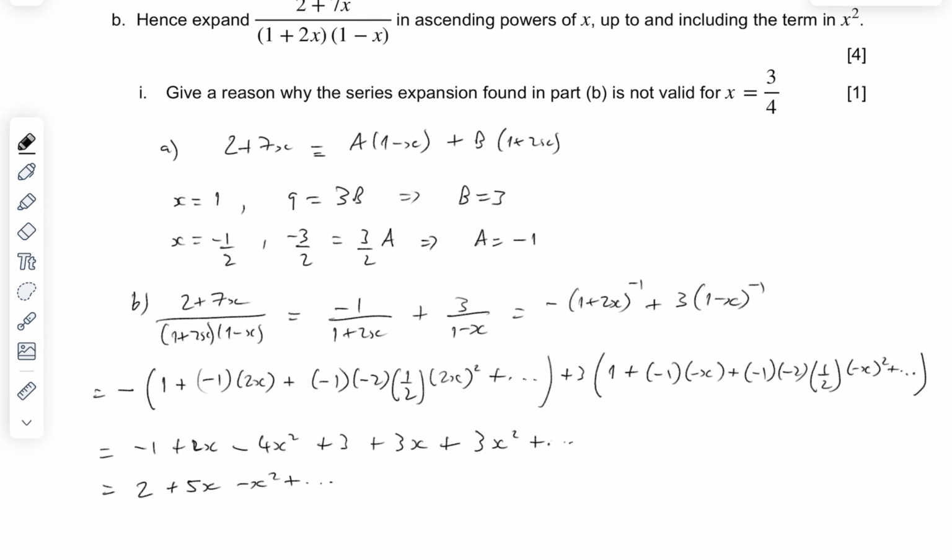Give a reason why the expansion found in part B is not valid for x equals 3/4. Because it is valid when modulus 2x is less than 1 and modulus negative x is less than 1. So that gives us modulus x is less than a half, and 3/4 is greater than a half, therefore invalid.